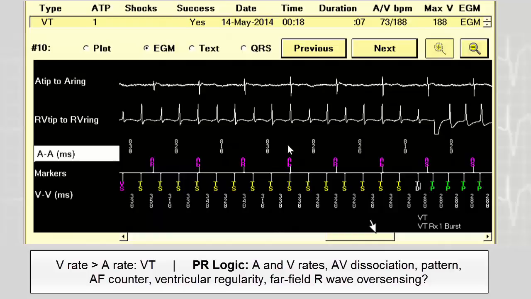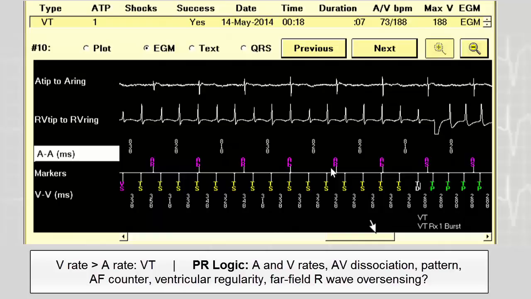In dual chamber or triple chamber ICDs, the PR logic algorithm is used to discriminate between ventricular tachycardia and supraventricular tachycardias by using the relationship between the P and R wave events. The PR logic operates only on initial detection and not on redetection, and only for rates below the programmed SVT limit.